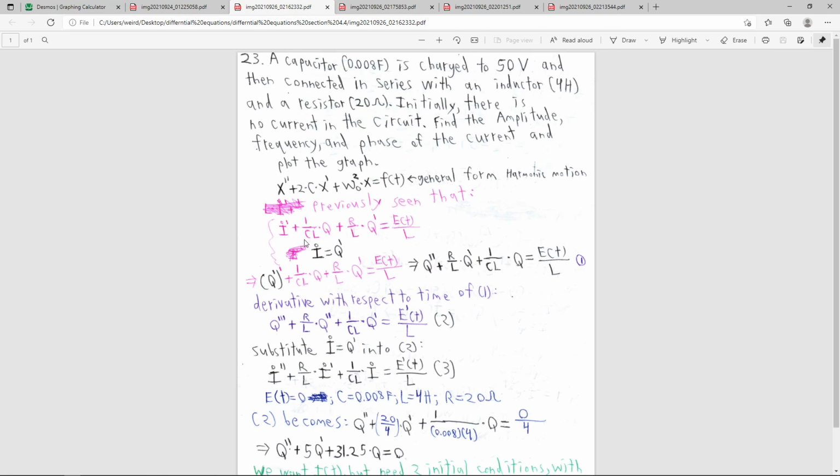We've seen previously, in the class work at some point, that we have I prime plus 1 divided by CL times Q plus R divided by L times Q prime equals E of t divided by L. And we also know I equals Q prime, so there's a relationship between charge and current in the equations. So we can plug in Q prime where I is, and we get Q double prime plus R divided by L times Q prime plus 1 divided by CL times Q equals E of t divided by L, and that's a differential equation that we could solve.